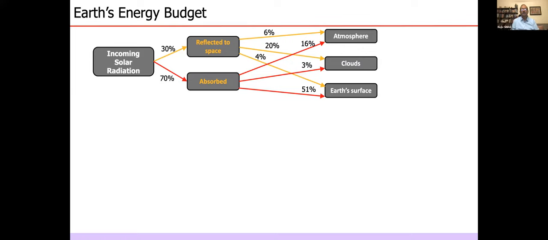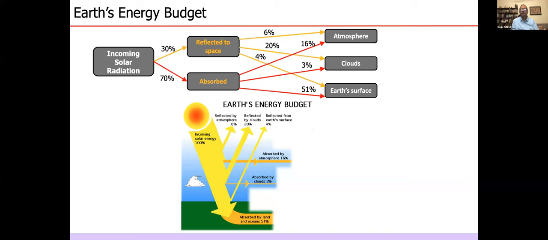Now, you must realize that out of about 100% of the incoming solar radiation, about 30% is reflected back to space from the upper atmosphere itself. Then 70% of that eventually reaches the Earth. Out of that, a lot is absorbed by the atmosphere itself and clouds, and only about 51% basically reaches the Earth's surface, right?